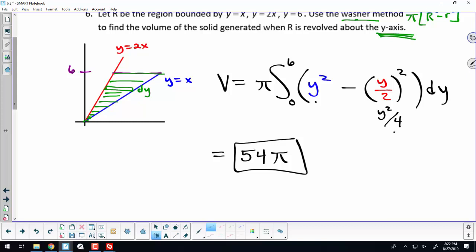So I just kind of want to focus on the setup at this point. Were there any questions on this? All right, then.